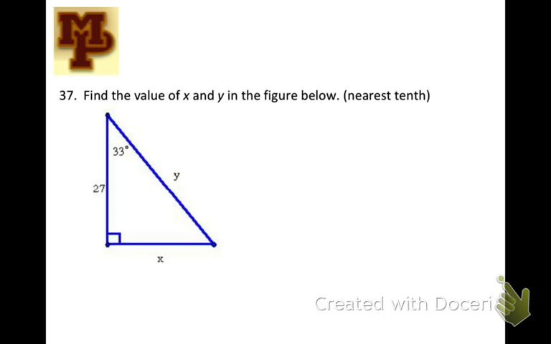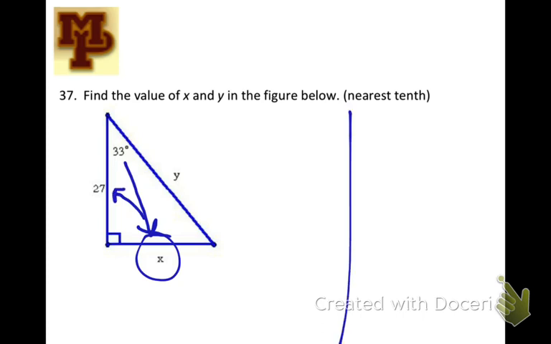Okay, find the value of x and y. So a lot of triangle trig. If you want to find x, then you see that's opposite, and this is adjacent. So we have two problems here. We're going to do tangent of 33 is equal to x over 27.